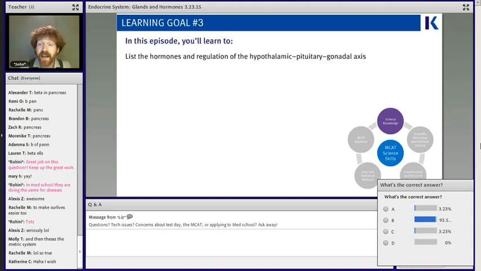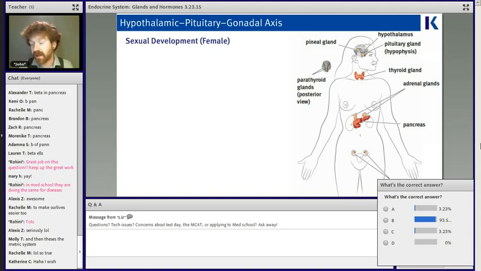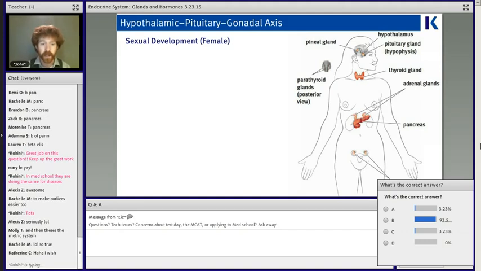All right, so as I said, the last major learning goal today is we're going to spend a bunch of time doing the hypothalamus axis, and then we'll do a little recap. But this will be the main last thing we talk about today in terms of major content areas. All right, so let's talk about females first, sexual development. Where does everything begin, first and foremost?